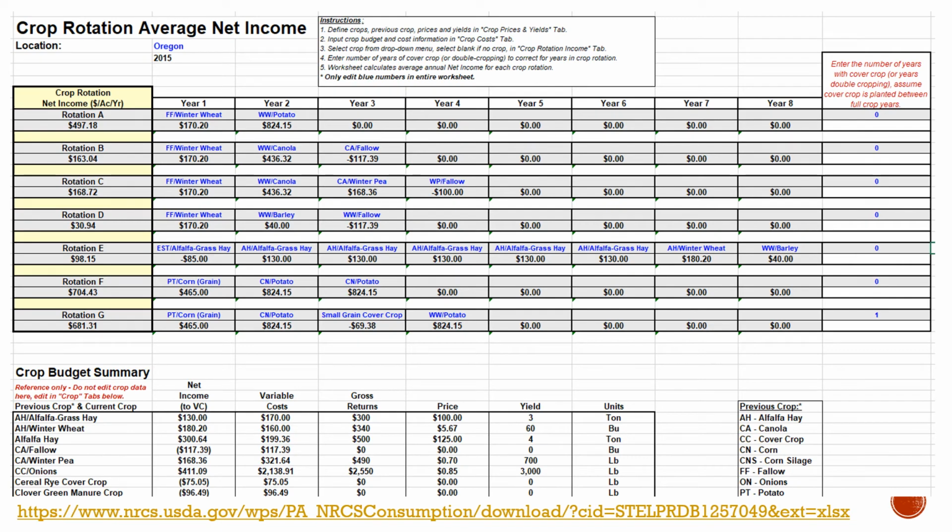Now another tool which can be used for calculating average annual income from crop rotations based on provided local data on crop prices, management costs, and number of years in crop rotation.